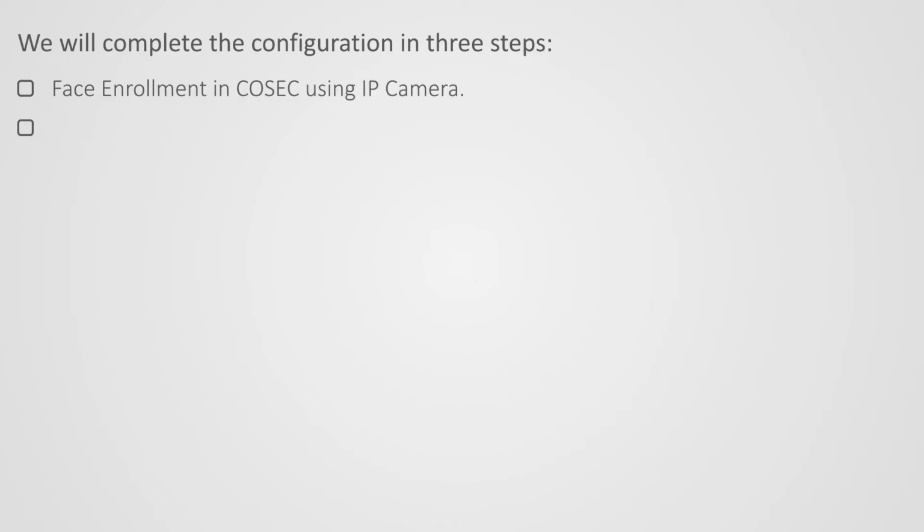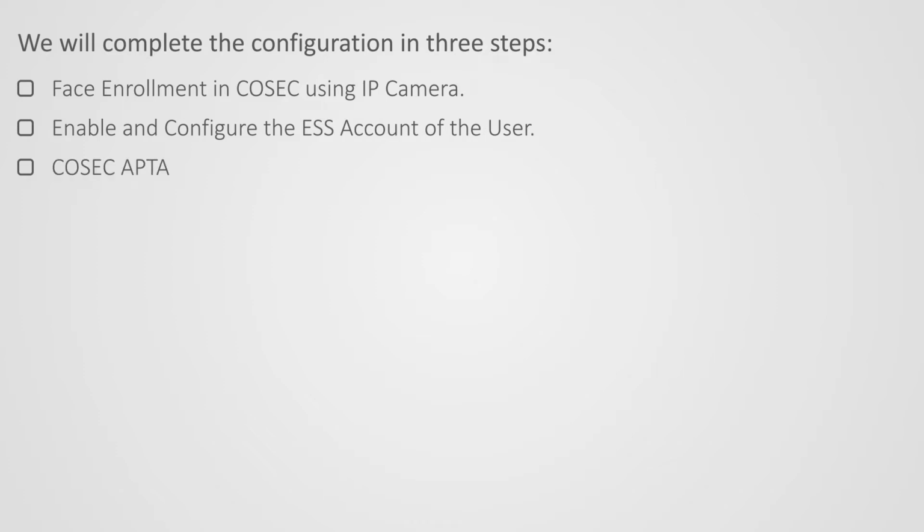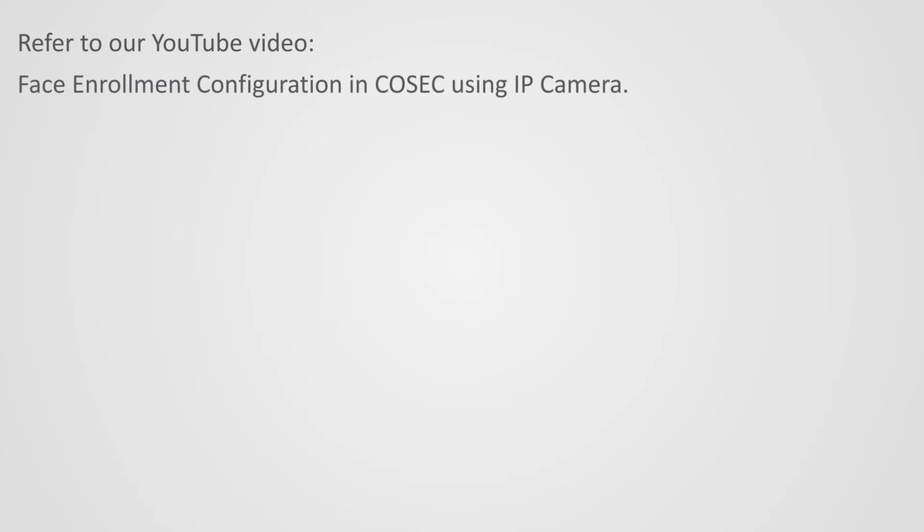Let us start with the configuration. We will complete the configuration in 3 steps. Face enrollment in COSEC using IP camera. Enable and configure the ESS account of the user. COSEC APTA configuration. For the first step to configure face enrollment in COSEC using IP camera, refer to our YouTube video, Face Enrollment Configuration in COSEC using IP camera.